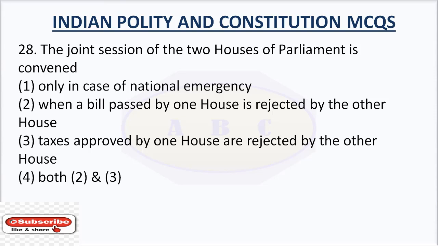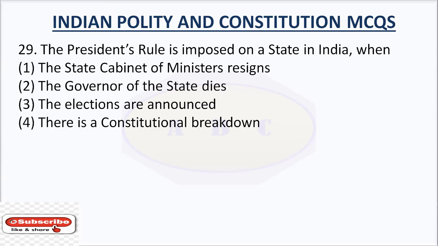Question number 28. The joint session of the two houses of Parliament is convened. Option number 1, only in... Option number 2, when a bill passed by one house is rejected by the other house. Option number 3, taxes approved by one house are rejected by the other house. Option number 4, both 2 and 3. Right answer is both 2 and 3.